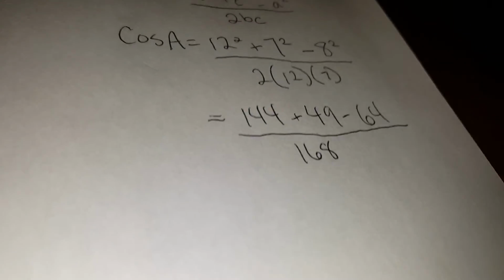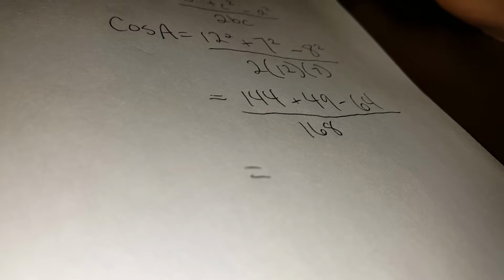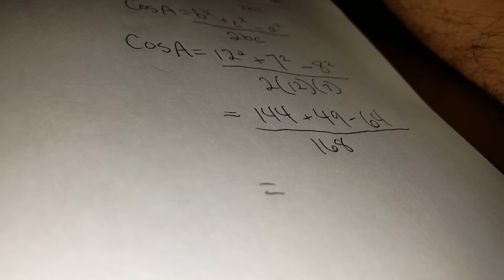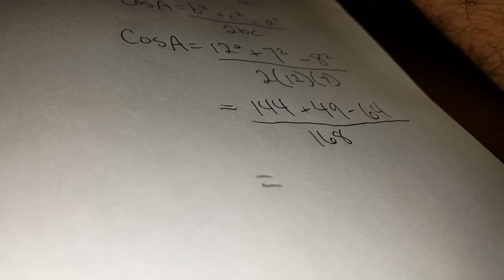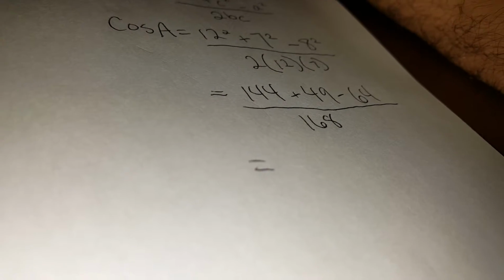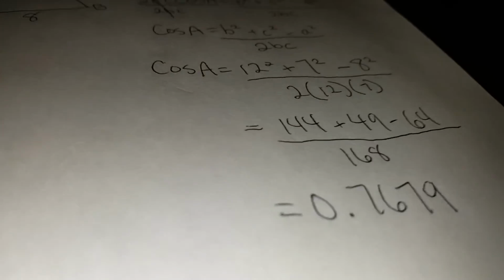Then when we simplify all of those together, we are left with 144 plus 49 minus 64 equals 129 divided by 168 equals 0.7679. Okay, notice that's a decimal.